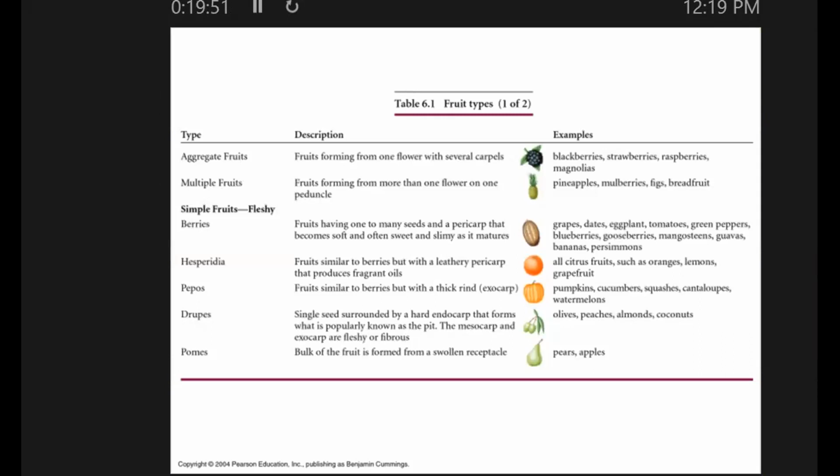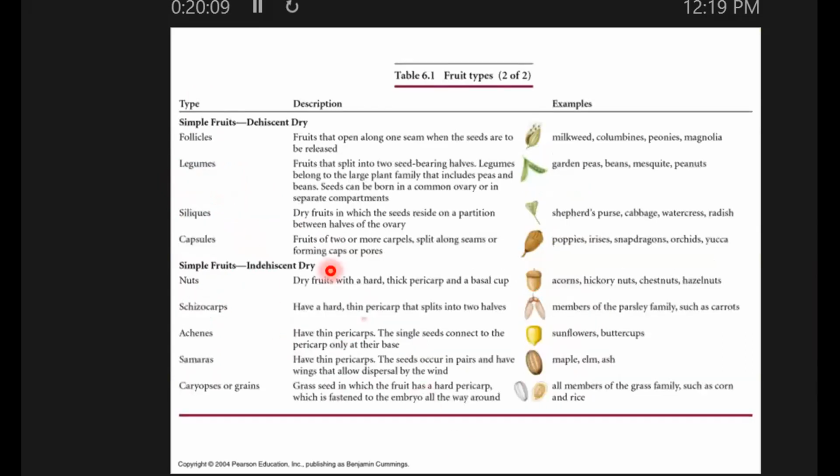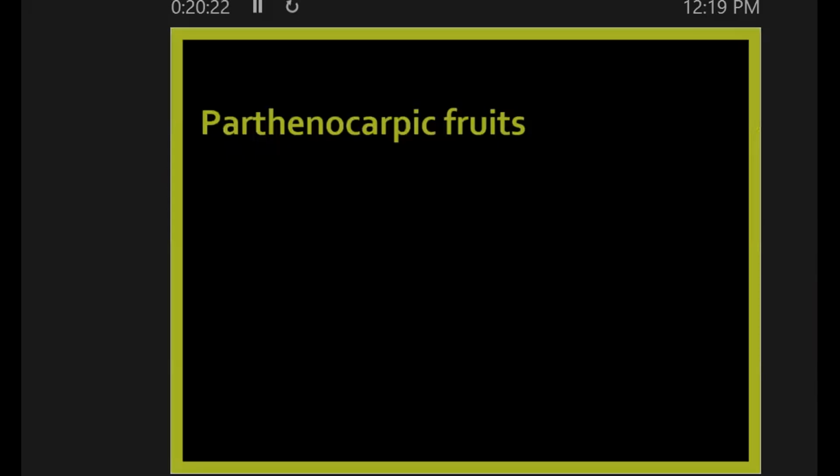And again, we're not going to ask you the nitty-gritty details, but over on the left, the column on the left, the aggregate, multiple, and then fleshy and dry, just knowing those definitions is a good idea. And I think it's continued on here. And then dehiscent or indehiscent, what do those mean? But again, we're not going to get into the nitty-gritty. A couple of other ideas, though, I wanted to mention to you is this.